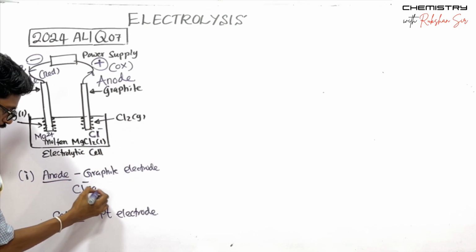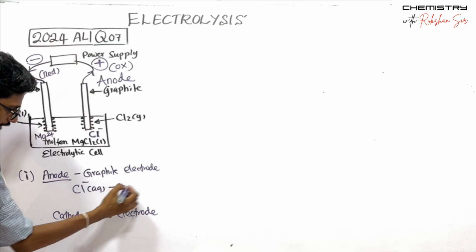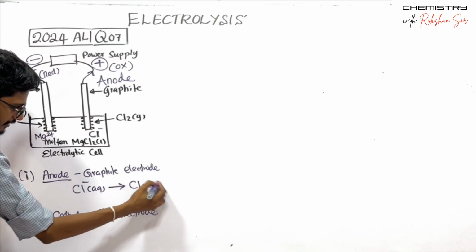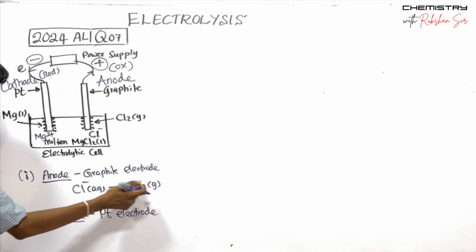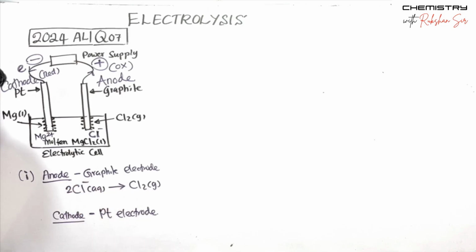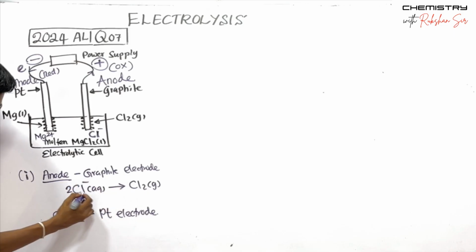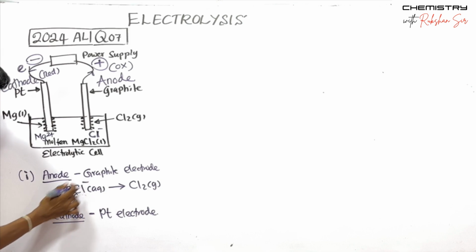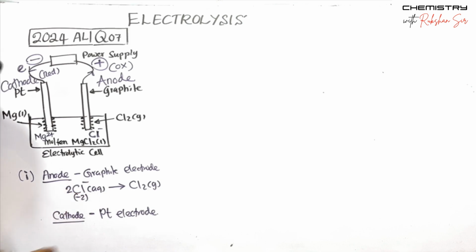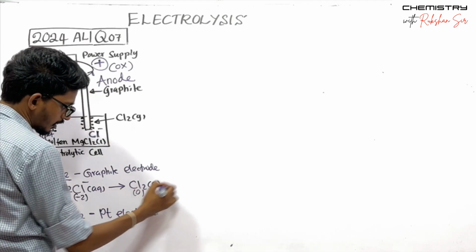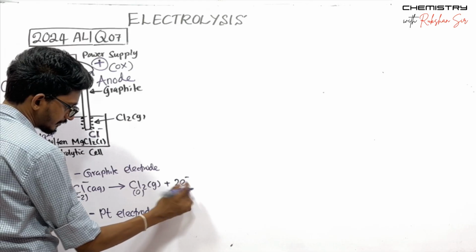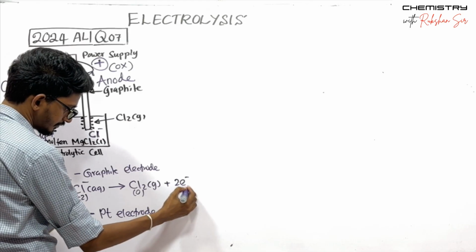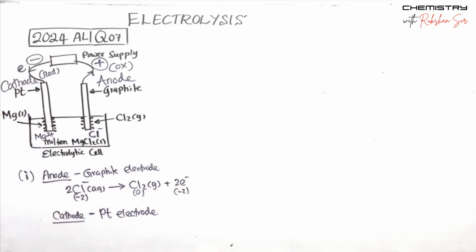So Cl minus aqueous gets oxidized to Cl2 gas. Balancing, the atomic balancing first: 2 chlorines, 2 needed. Then the oxidation state balancing: minus 1 into 2 is minus 2, and Cl2 is 0, so 2 electrons are needed to balance the oxidation state. Charge is also balanced. That is the anodic reaction.